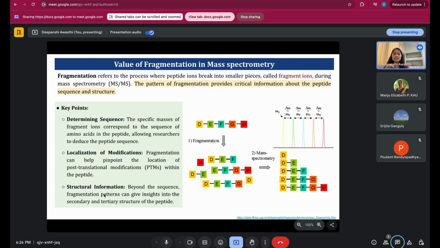Along with the sequence level information, you can also look for the structural information from these fragments. So the fragmentation patterns can also give insights into the secondary and tertiary structure of the peptides. So you'll also be able to look at what could be the structure of a particular peptide.